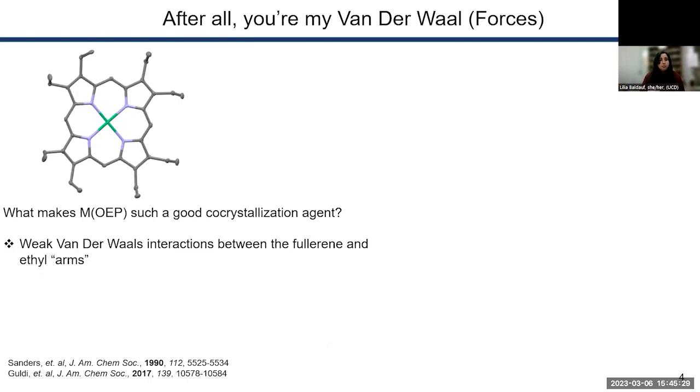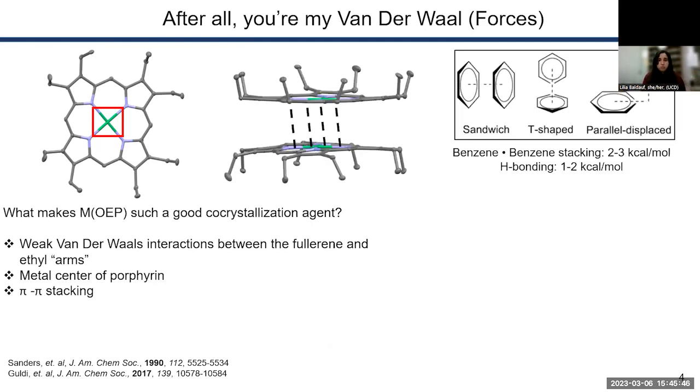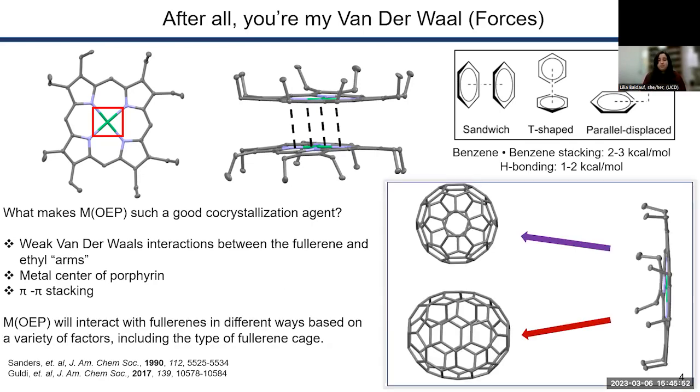In the Balch lab, we used metal octaethyl porphyrin, or MOEP, as our co-crystallization agent. Co-crystallization agents weakly interact with the fullerene, but they do not directly react with it or coordinate with it in any way. This is due to the weak van der Waals interactions of the ethyl arms, the metal center of the porphyrin, and pi-pi stacking. And that pi-pi stacking can affect the crystals a lot. It'll interact with different fullerenes such as C60 and then the olive-shaped C70 at the bottom in different ways.